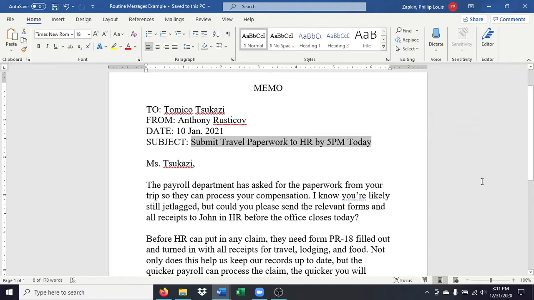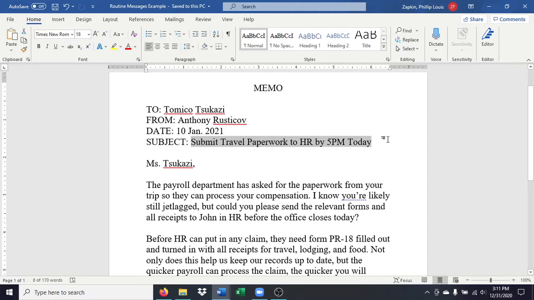And the reason for that is because the subject line, as we've seen in other videos about formatting memos, formatting emails, the subject line is incredibly important, especially when we're using the direct approach as we do with routine and positive messages. So the subject here is submit travel paperwork to HR by 5 p.m.